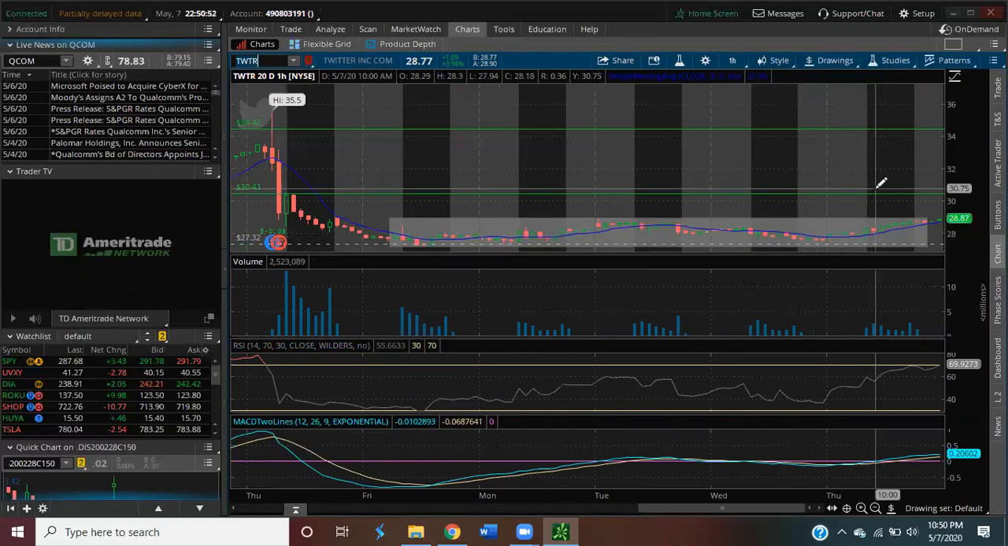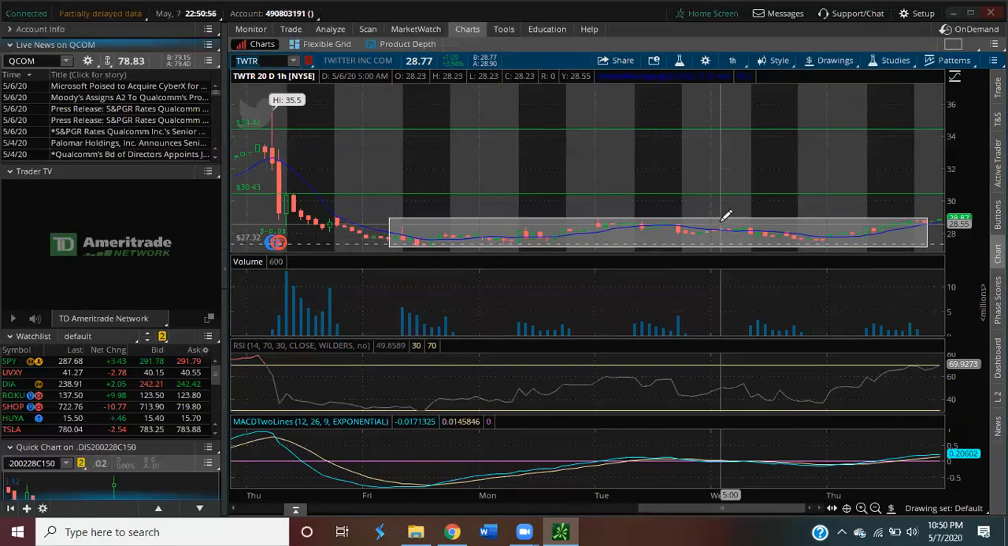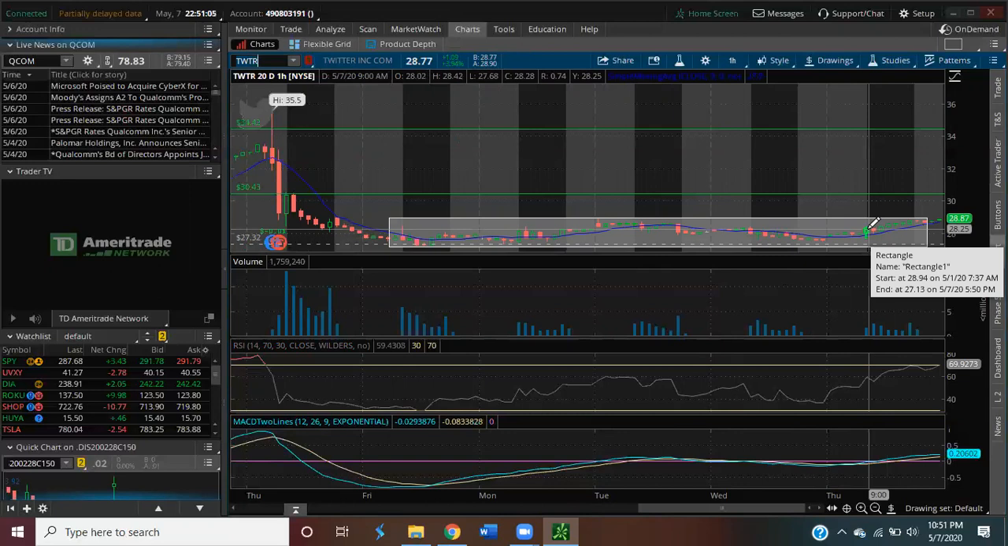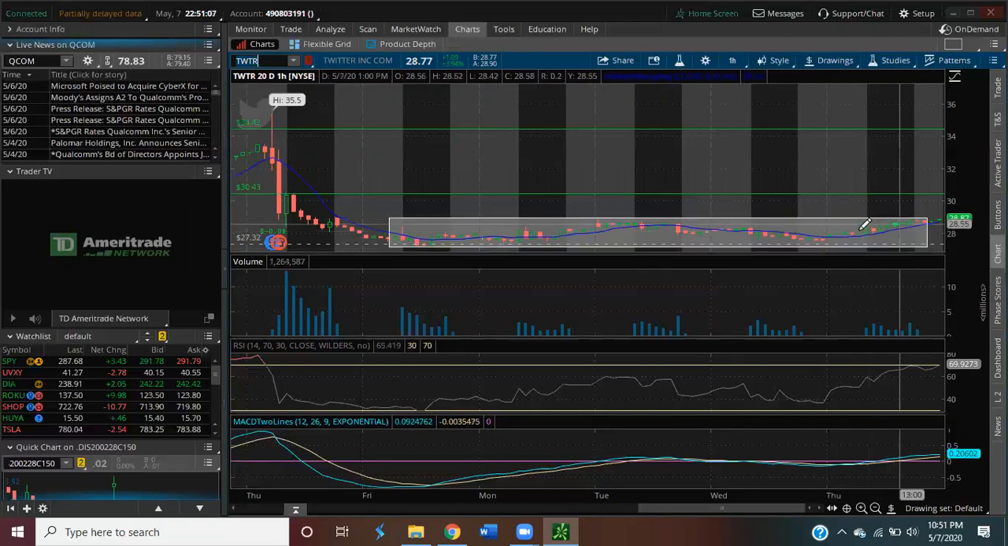Now this thing could honestly run all the way up here. We don't know, but it can definitely run to 30.43 very quickly. And that's why I got into this Twitter trade. So does everybody kind of understand my rationale for that?